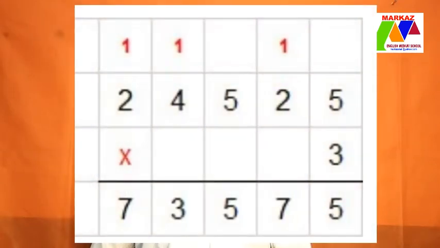24,525 into 3. 3 into 5 are 15. We write 5 in one's place, 1 in the next place. 3 into 2 is equal to 6, plus 1, 7. 3 into 5 again 15. Write 5 in the answer line, 1 in the next place. 3 into 4, 12, plus 1, 13. Again 3 into 2, 6, plus carry number 1. Answer is 7.